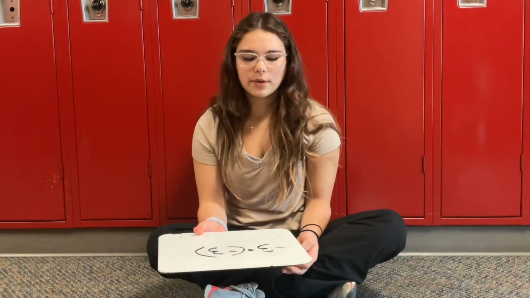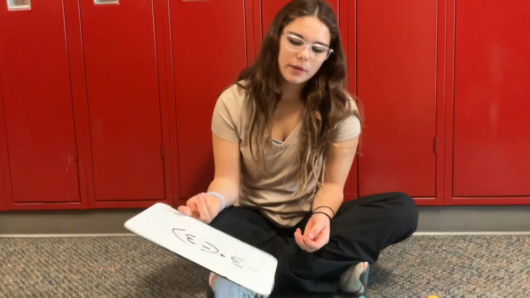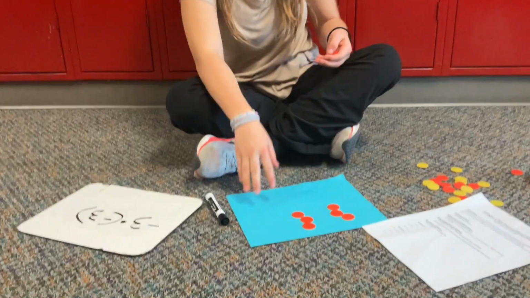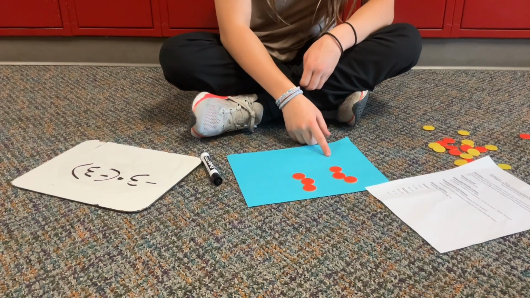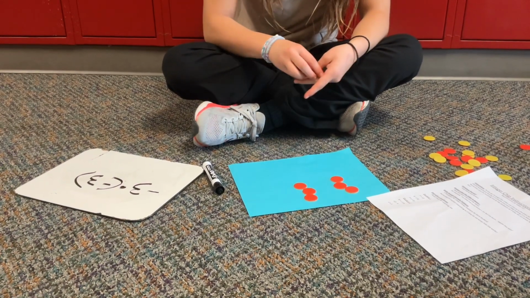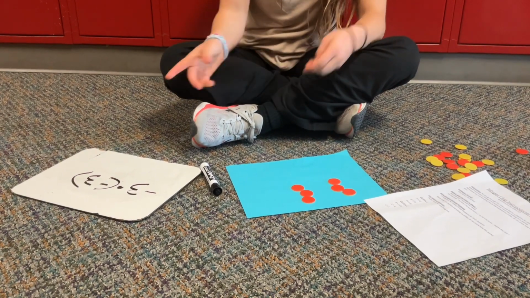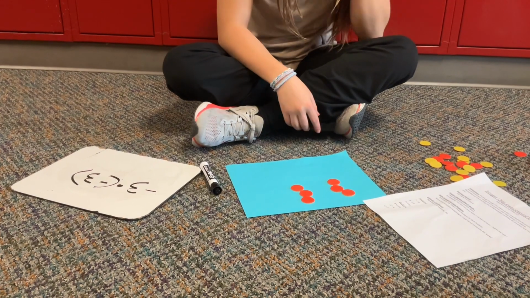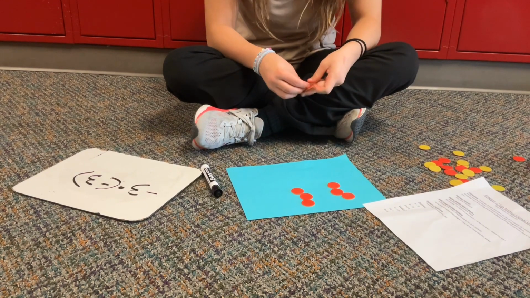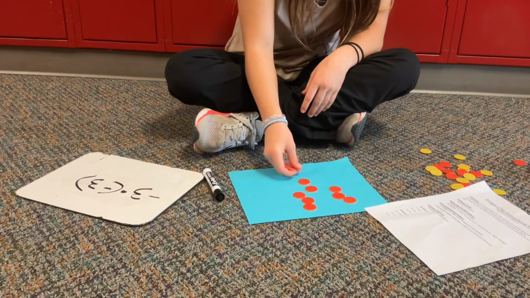So today we're going to be doing the problem -3 times -3. So what we would have to do is, we have -3 times -3. Just ignore the negative signs. Then it would just be 3 times 3, so that equals 9.